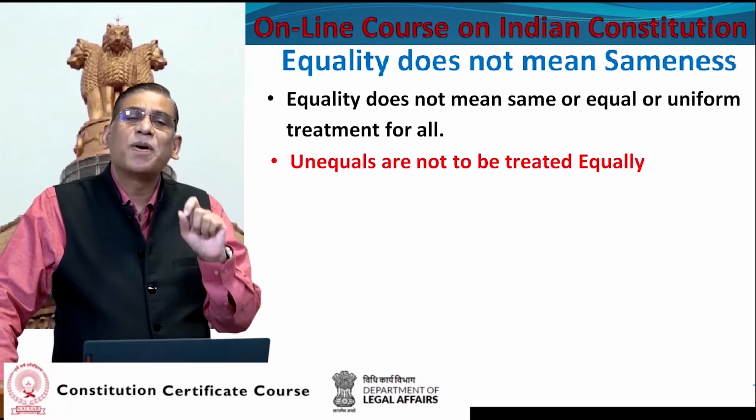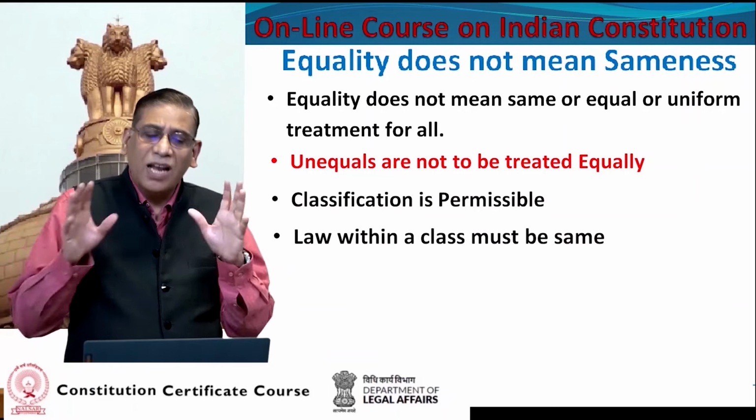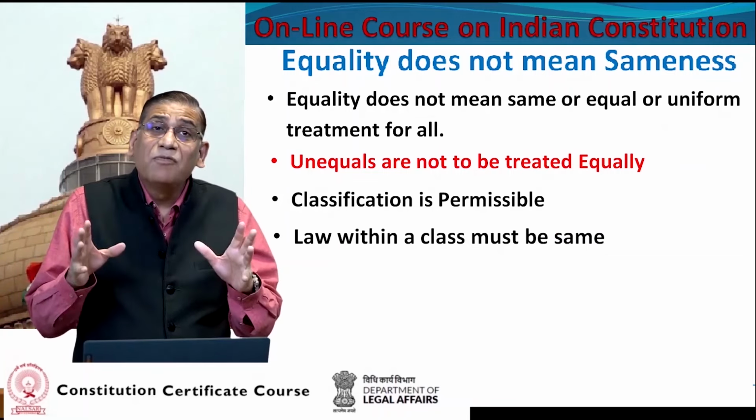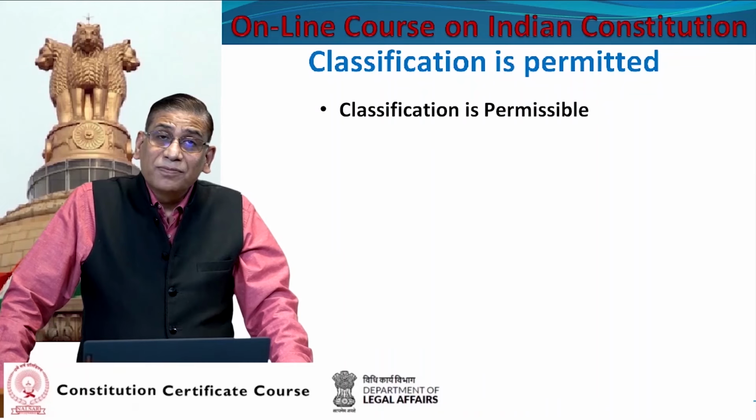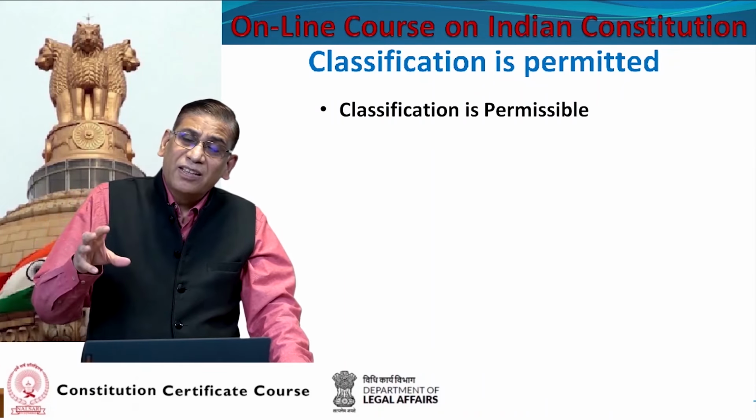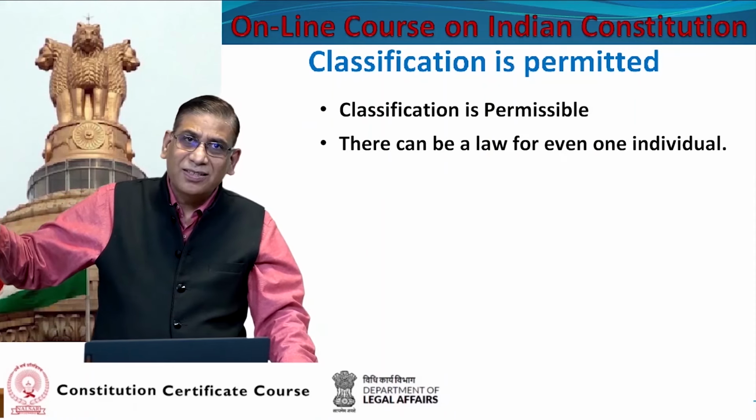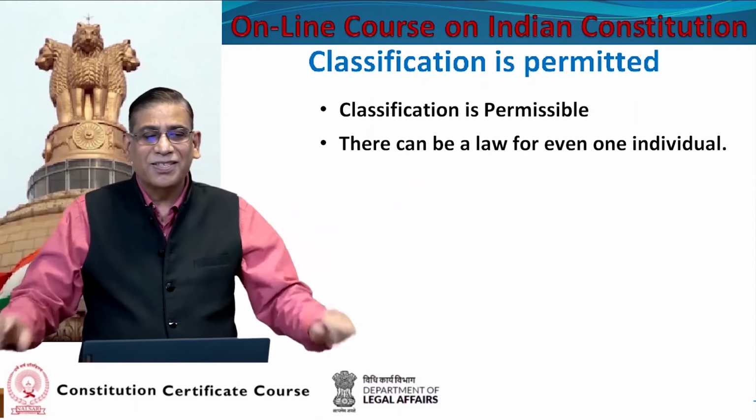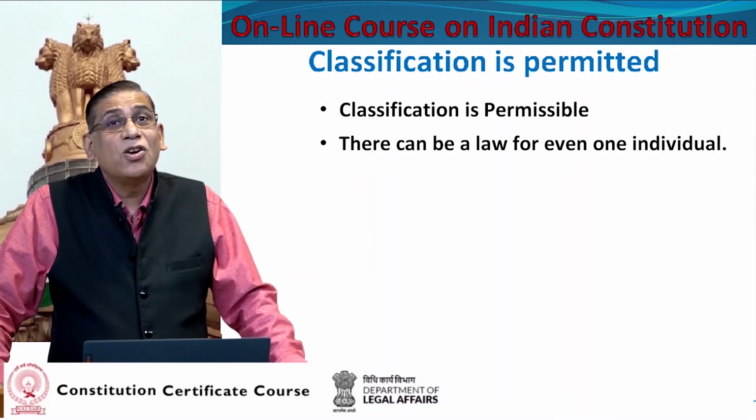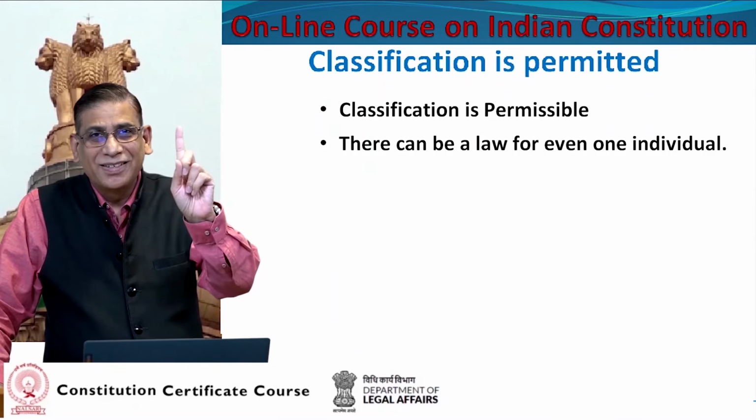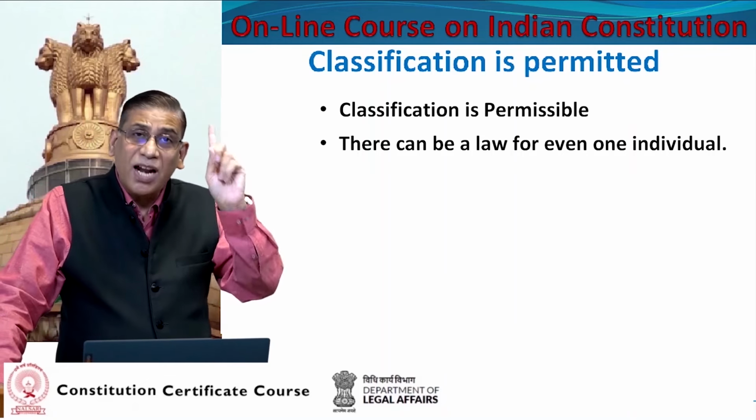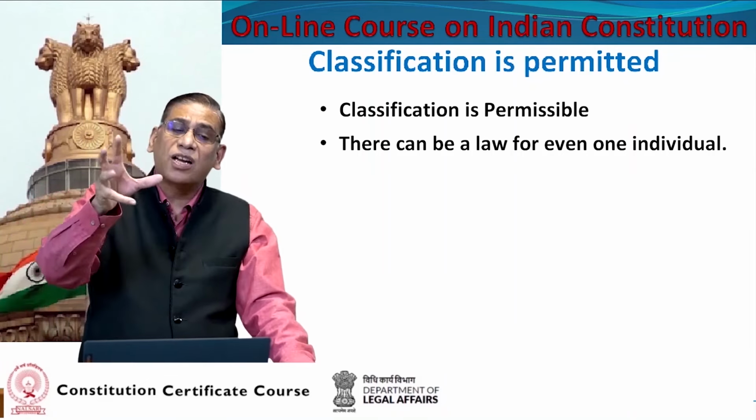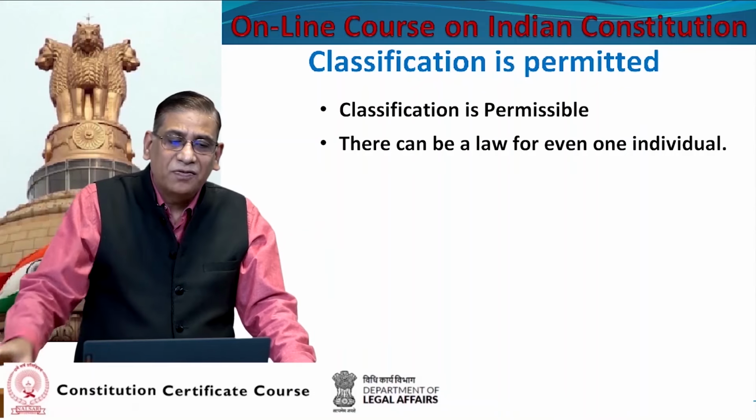Therefore, classification is permissible. Law within the class will be same. Likes will be treated alike. So this classification is permissible. Why classification is permissible? Because you will say there will be one law for this class and another law for other classes. So there can be a law even against one individual or law against one company, if that company or that individual constitutes a class in himself or itself.